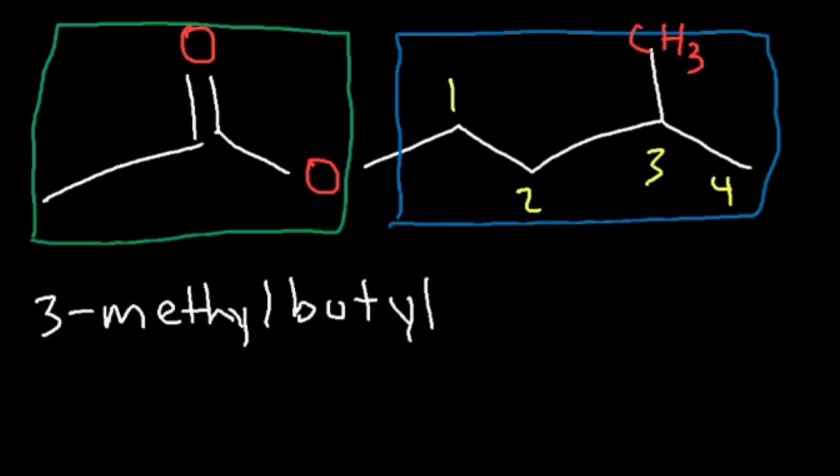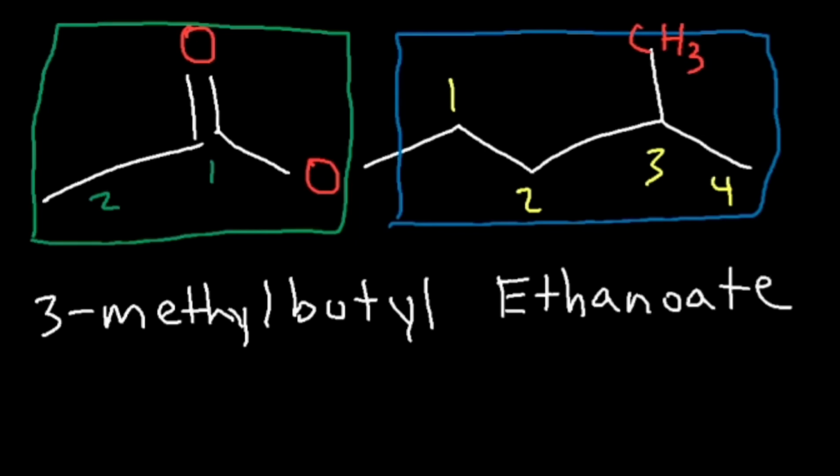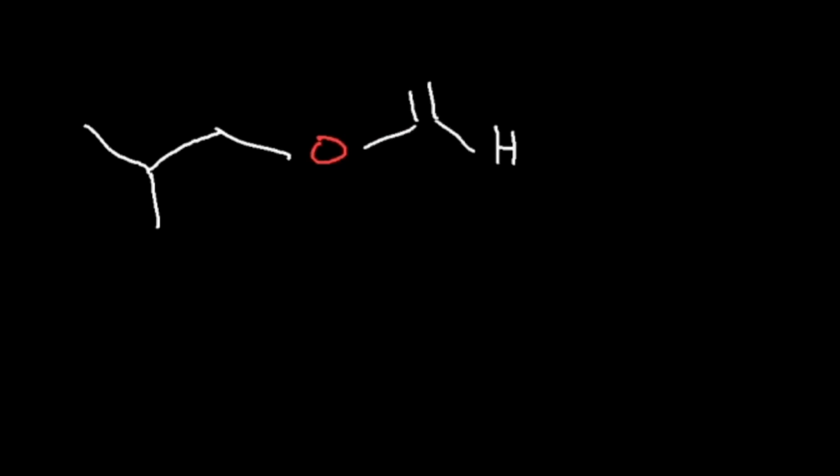On the left side, we only have 2 carbons. So that's going to be called ethanoate, or acetate if you want to write it that way. So this is the IUPAC name for that particular molecule. Let's try another example. Go ahead and work on this example.